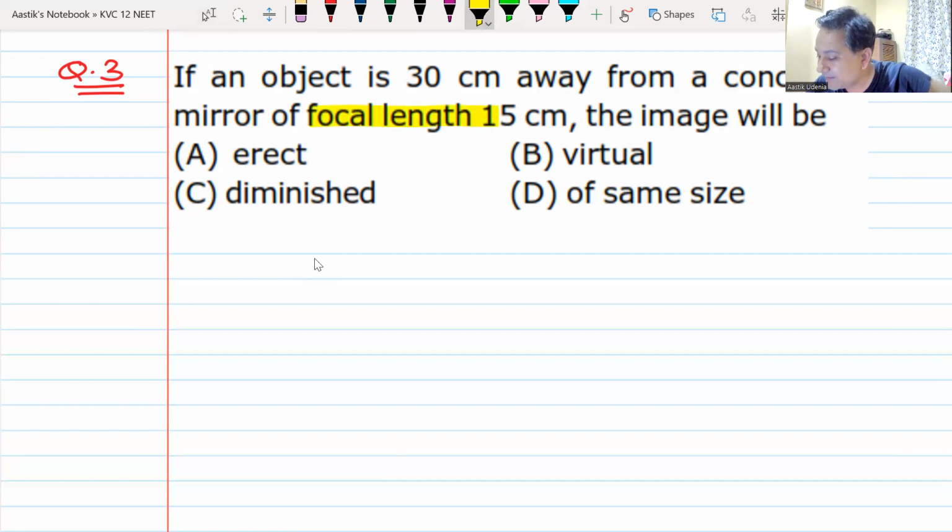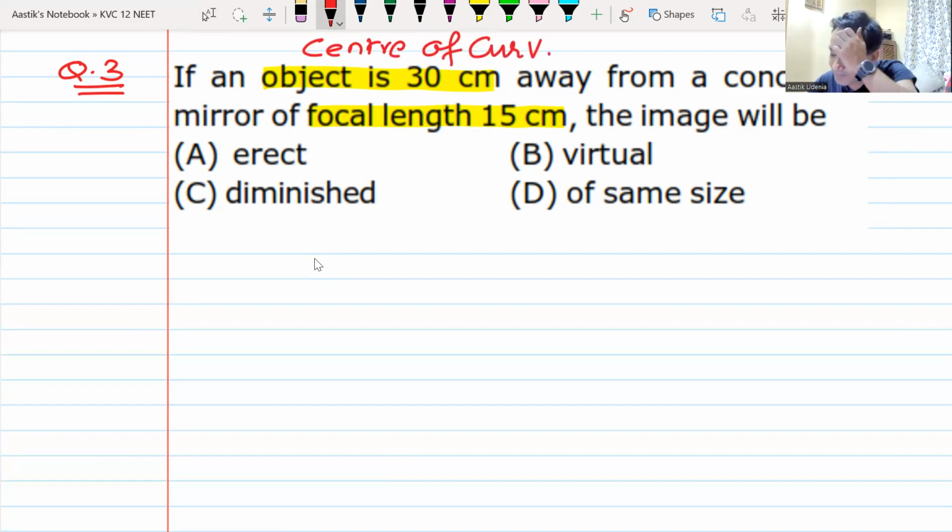Focal length is 15 centimeters, my dear friends, and the object is 30 centimeters. So where is the object placed? The object is placed at the center of curvature. How many times do you have to remember this? So the image is of the same size. That is the answer, dear. Do we understand this? Yes, sir.